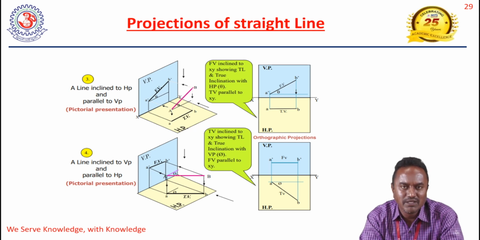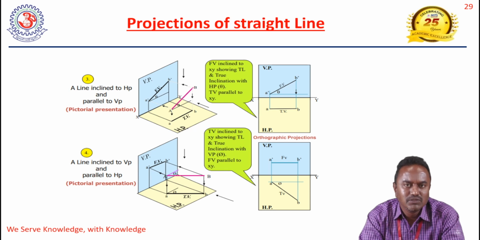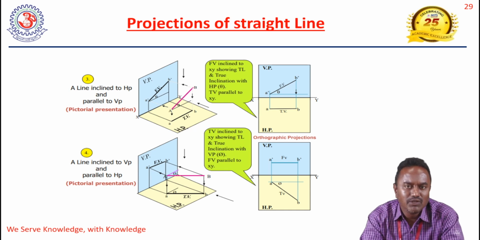Because of the inclination, say the true length is 75 mm in the front view, the top view will be less than 75. In the same way, for a line inclined to VP and parallel to HP, the front view is a reduced line. So in this case, we can start the problem from the top view. Why? Because the true length of the line will appear only in the top view. In the front view, only a reduced line will come.